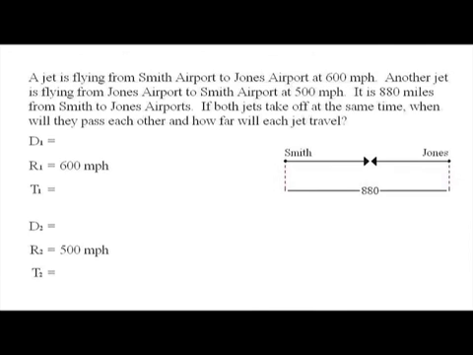Now for this problem, we're going to use rule number 2, which shows that distance 1 plus distance 2 equals the total distance. According to the problem, the total distance is 880 miles. So in accordance with rule number 2, we are going to subtract the distance of the second body, and distance 1 will equal 880 minus d2.